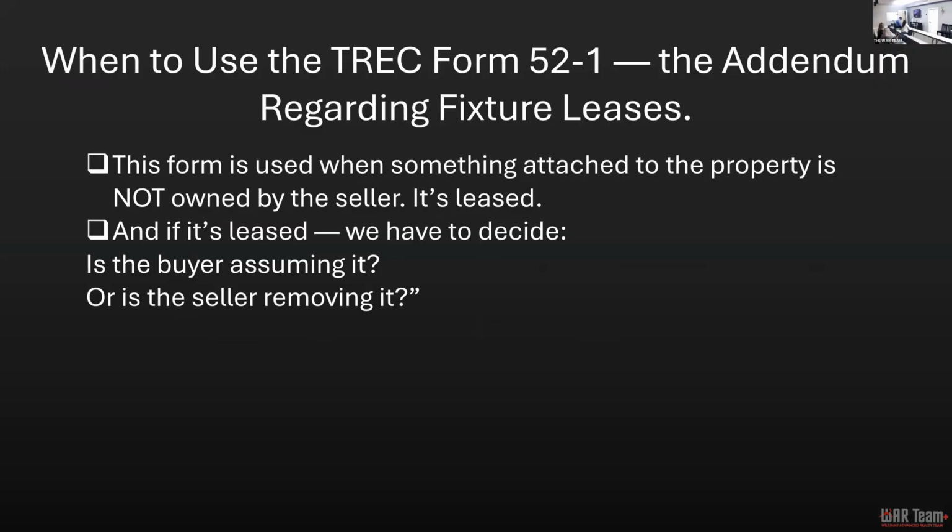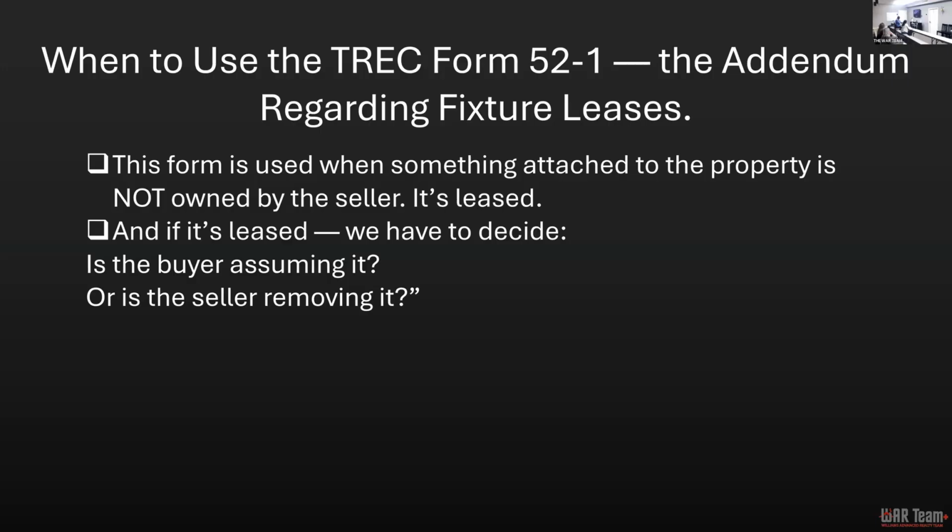So that being said, the TREC form 52-1 is the addendum regarding fixture leases. You use it when something is attached to a property and is not owned by the seller. The seller is leasing it. They're renting it. If you find out anything that is attached to the property and it's not owned by the seller, for whatever reason, and they're leasing it, this is the form that you'll use.